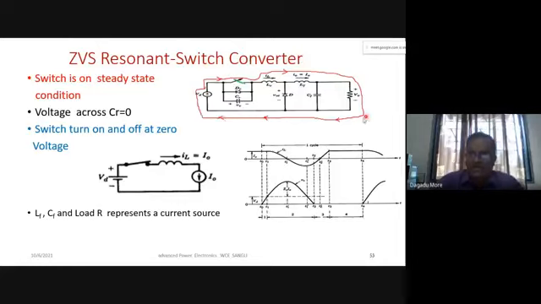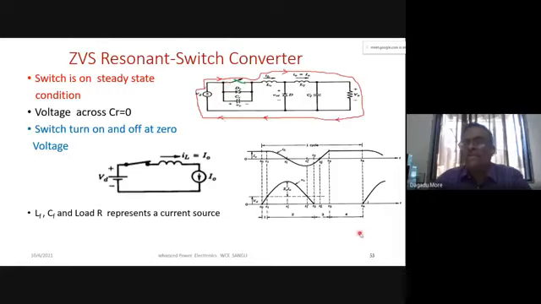Now let us see how the circuit operates. We have discussed the components. Now let us assume that a steady state condition we are considering. Let us assume that the switch is closed, that the switch is on, in steady current. So we are considering this period before T0, where our switch is continuously on.